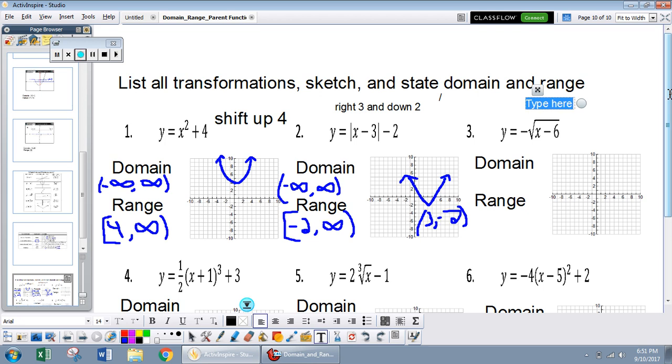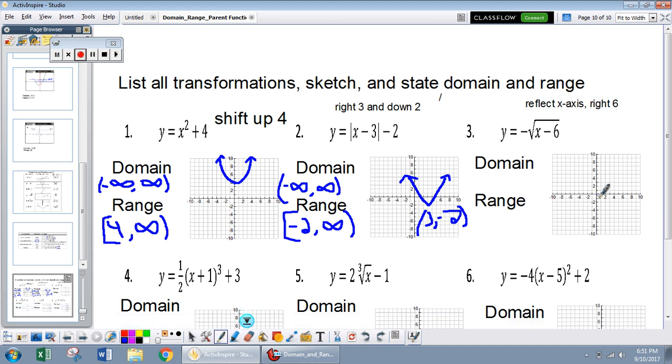So we've got the x minus 6 on the inside, which is going to affect our inputs, so we're going to move it right 6. And actually, if we're doing this the right way, we're going to do the reflection first. It's on the outside, so we'll reflect over the x-axis, and then move right 6. Again, I'm not going to go through all the steps because this is just a review. So we reflect first and move right 6. Here we go, and then it's going to reflect over the x-axis, so it's going to hook like that.